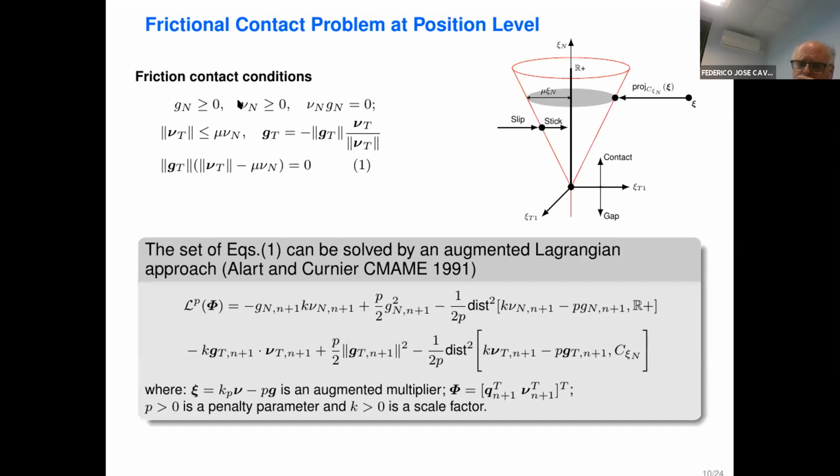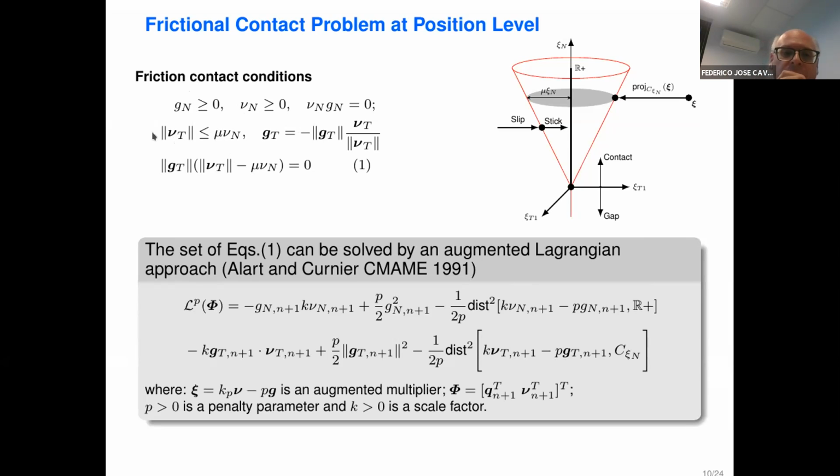To represent the frictional problem, we selected the Coulomb friction law. This law is formed by two big sets of equations. The first one corresponds to the normal contact, and the second set of equations corresponds to the frictional contact problem. So here, for example, nu n represents a Lagrange multiplier in the normal direction. Nu t is the tangential Lagrange multiplier, and mu is the friction coefficient.